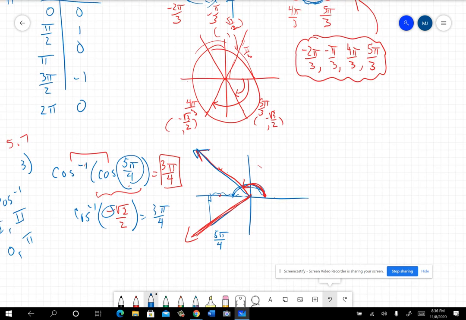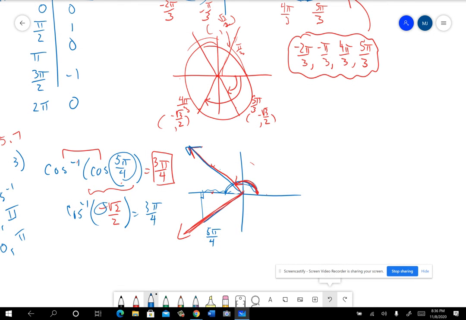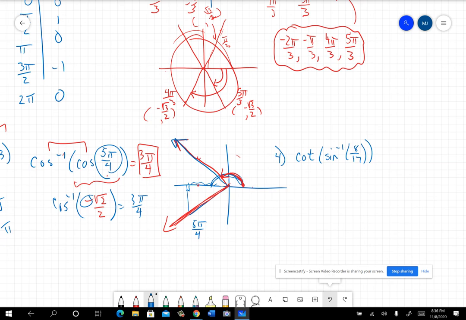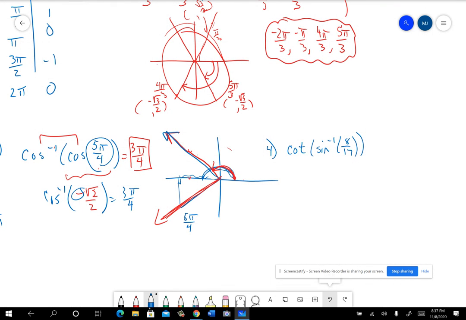Let me do one more from 5-7 because sometimes they look quite a bit different from that. So say you have one from 5-7 that looks something like this. Say somebody asks you to do cotangent of sine inverse of 8 over 17. Okay. Absolutely not expecting you to use the sine inverse button on your calculator at all. Draw a sketch. I think it even says that in the directions. If not, you do it anyway.